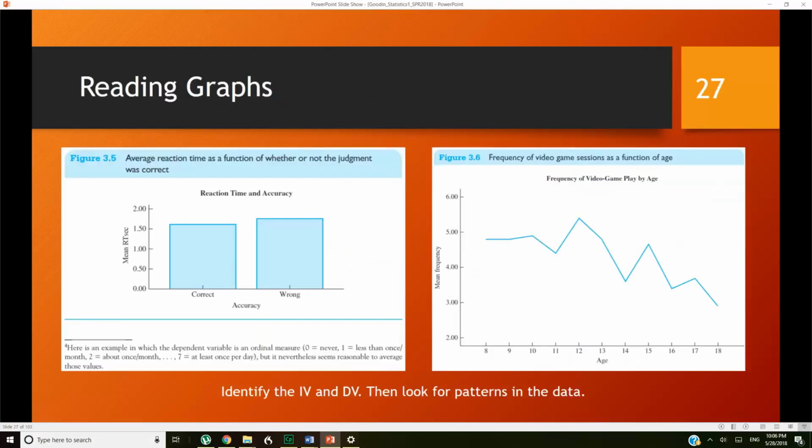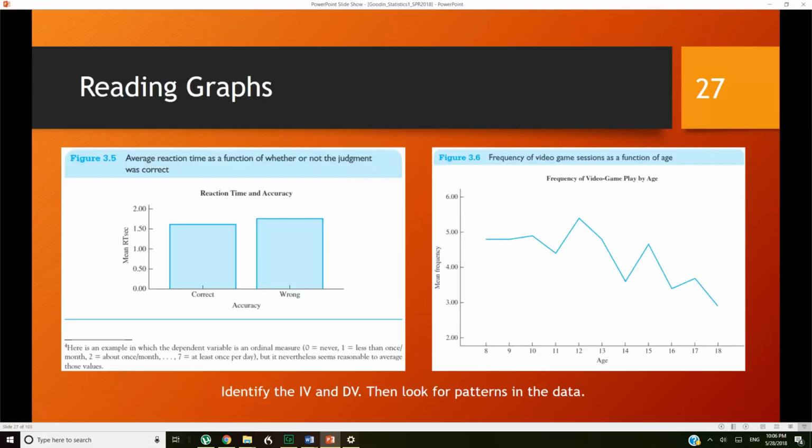In the figure on the left, we see a bar graph which uses bars to represent the average reaction time. It shows the average response time as a function of whether the participant was correct in his or her choice of same or mirror. The independent variable is accuracy and is represented on the horizontal or x-axis. The dependent variable is reaction time and is represented on the vertical or y-axis.